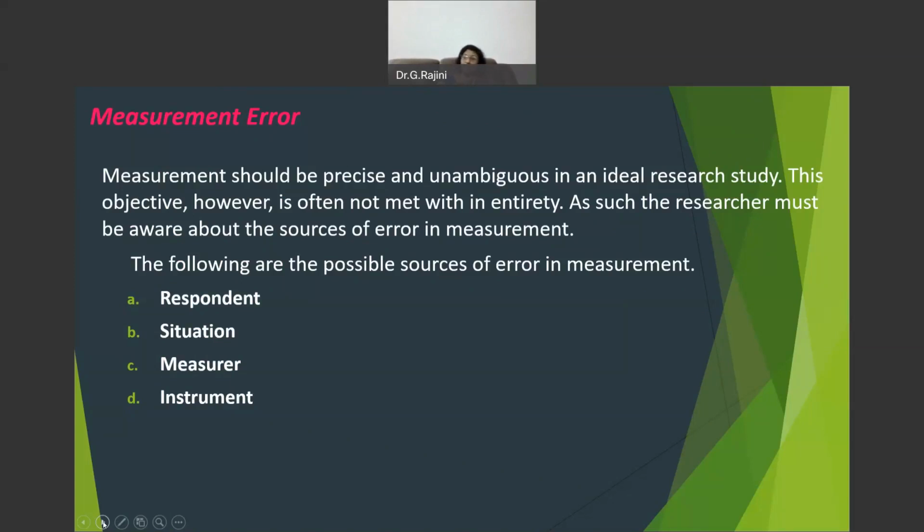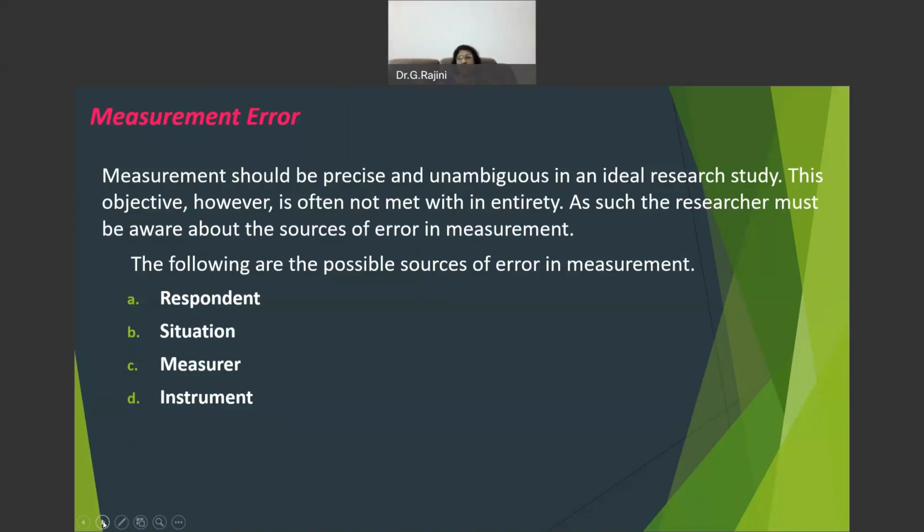If you take AMOS, analysis of moment structures, we have only goodness of fit indices and error. That's all we will find. So the error should be within limits and the goodness of fit indices should be above the level expected. Only two things are there in that. Okay, so likewise, error is an important thing which you need to keep in mind.